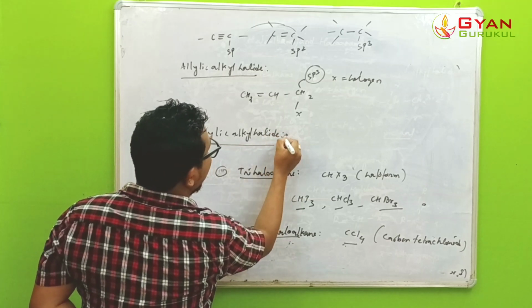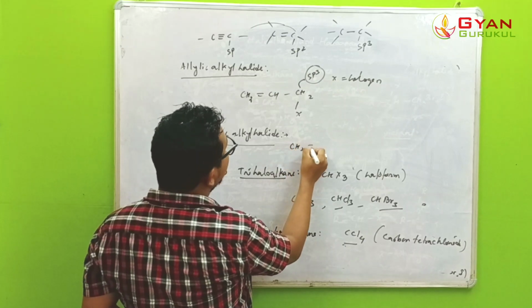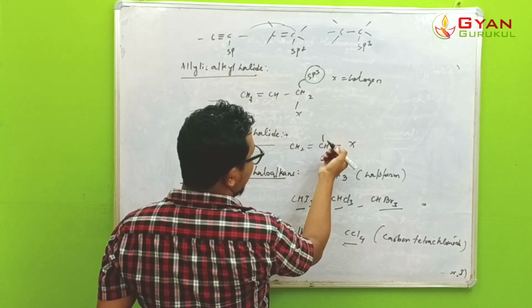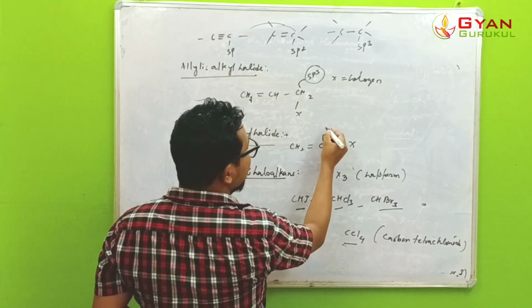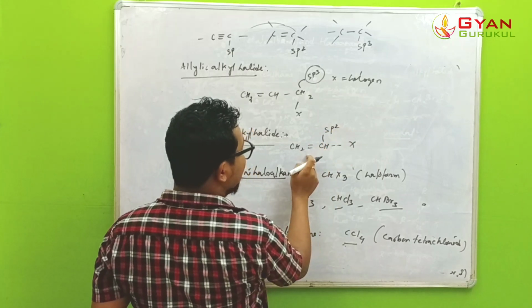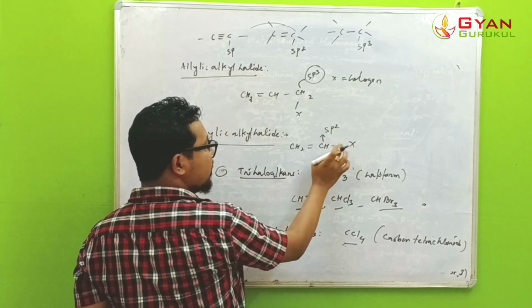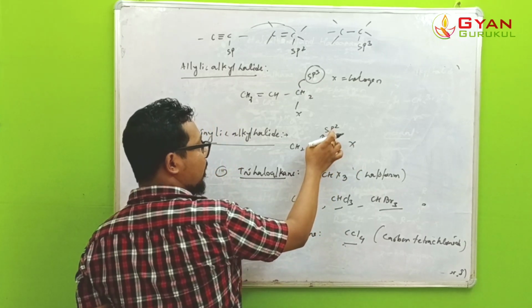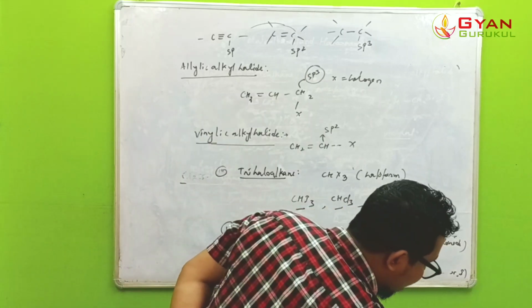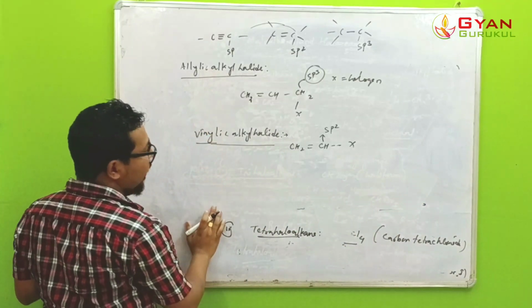So vinylic alkyl halide, like this one: the halogen is bonded with a carbon atom which is sp2 hybridized. Sp2 hybridized carbon of a carbon-carbon double bond. You see this is a carbon-carbon double bonded carbon, and this hybridization state is sp2. This is the halogen. This halogen is bonded with this carbon, which is sp2 hybridized, because this carbon is double bonded. So such a kind of alkyl halide is known as vinylic alkyl halide. Allylic is done, vinylic is done.